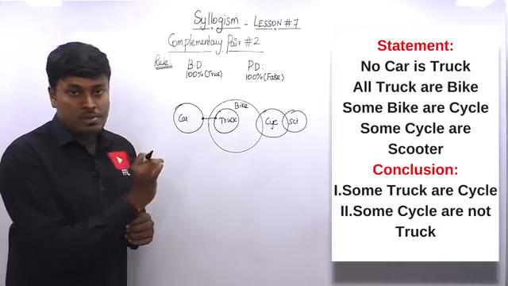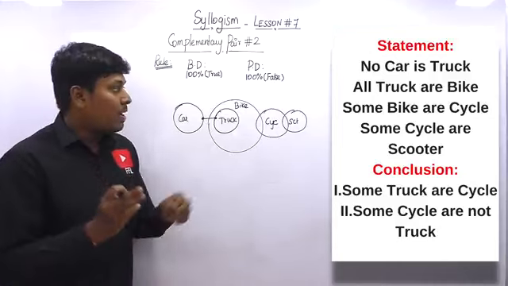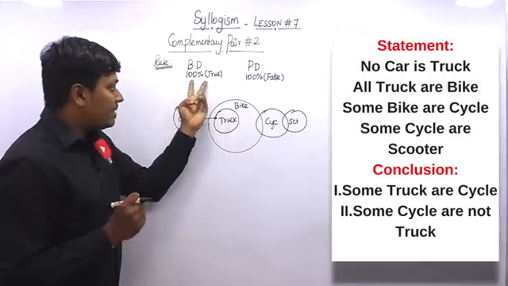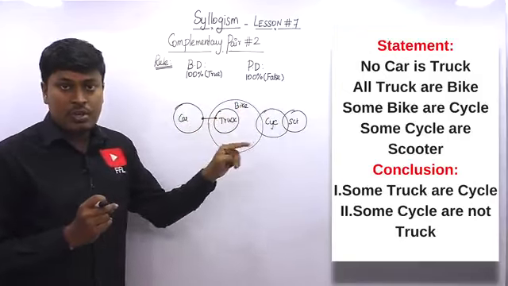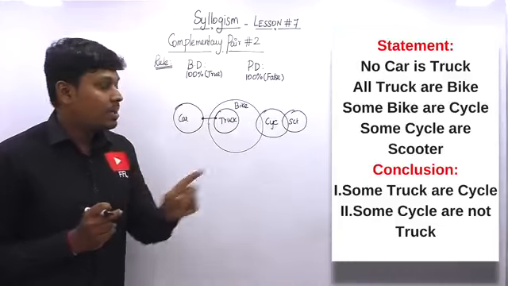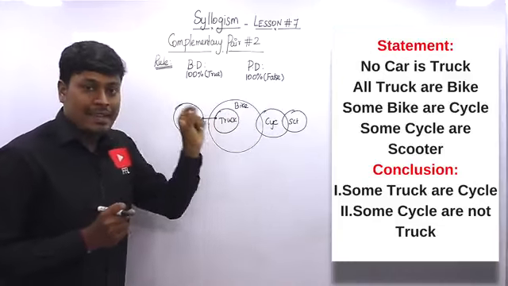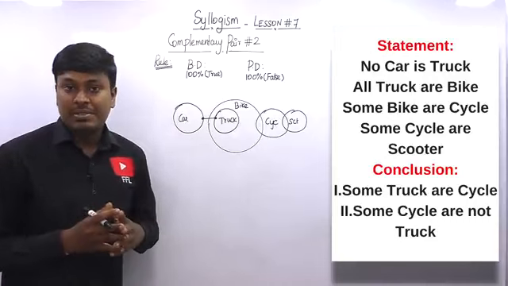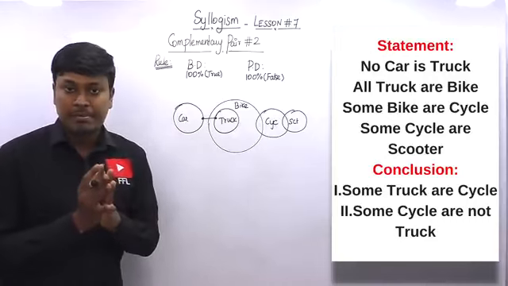So for this conclusion, you need to draw 2 diagrams. One is a basic diagram and second is a possible diagram. In a basic diagram, this conclusion number 2 should be 100% true. In the possible diagram, the same conclusion number 2 should be 100% false. Only then you should say the answer for this question is a complementary pair.